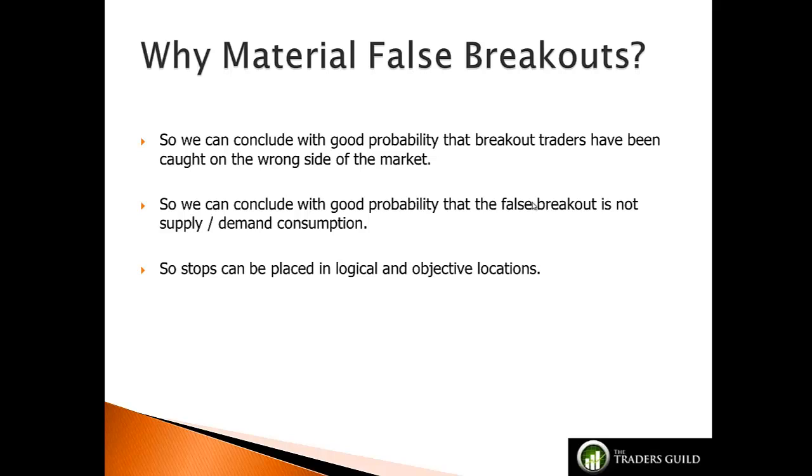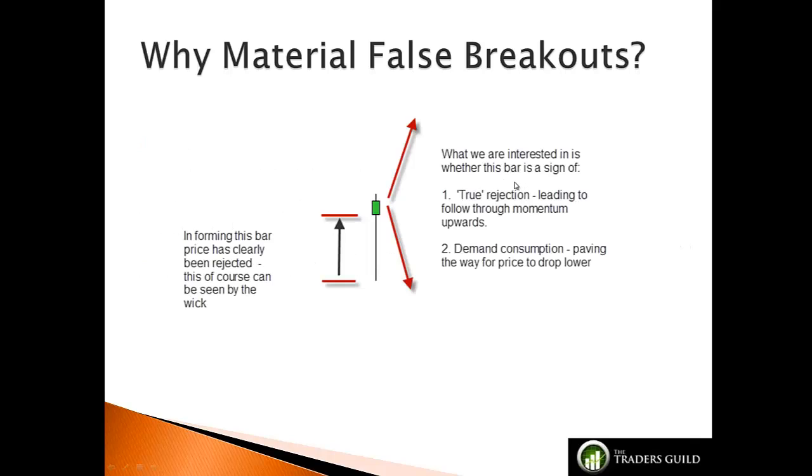The uncertainty is increased with regards to whether the false breakout is a true rejection of a false breakout bar, or whether it's just supply demand consumption paving the way for another leg higher or lower. So if I take a step aside and talk about supply and demand consumption for a moment, if we look at this bar here, this is just a rejection bar, okay? If we assume there is demand down here, price gets rejected from the demand, okay? So what do we want to know now?